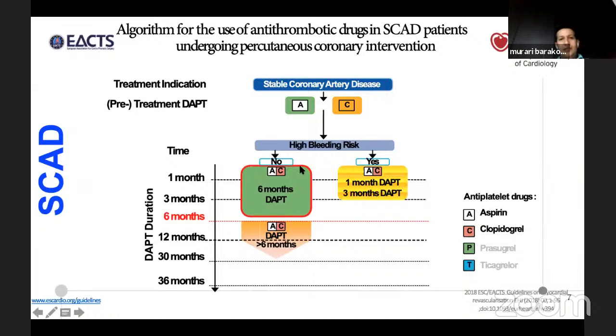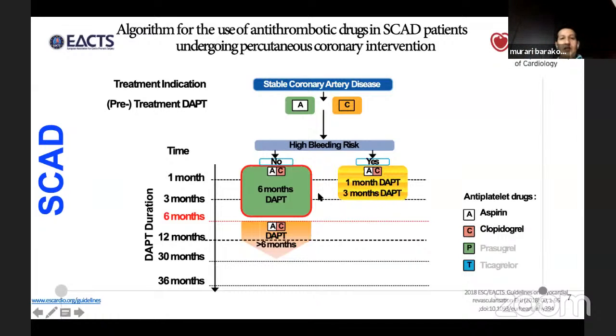So in general, in stable patients, the current guidelines, both ACC and ESC, the American and European counterparts, say 6 months of therapy is adequate in most cases. If there is a higher bleeding risk, then you can abbreviate it to 1 month to 3 months. So even 1 month is okay if it is high bleeding risk.